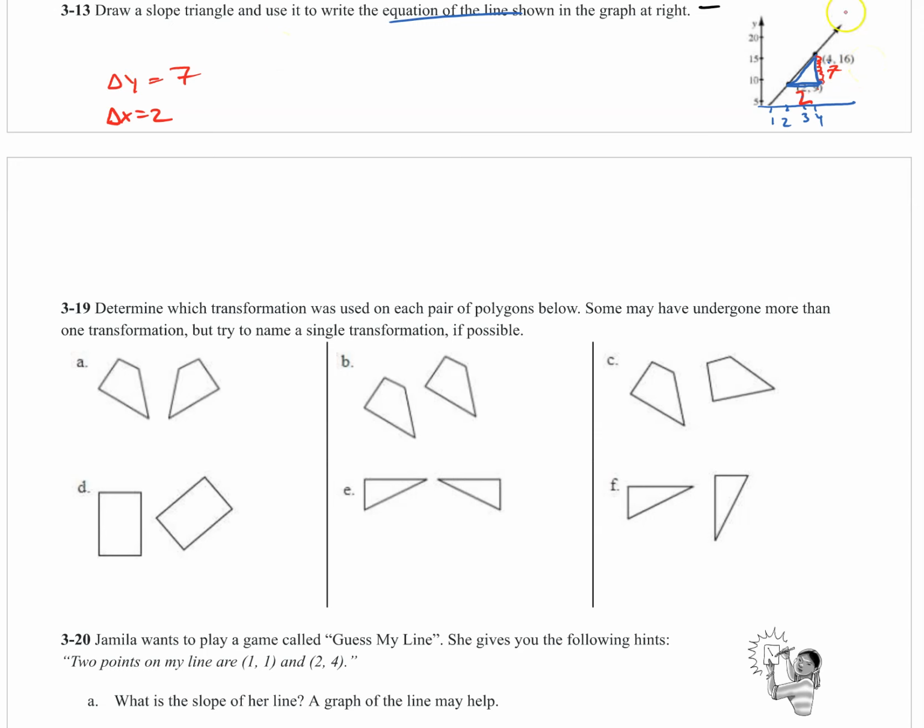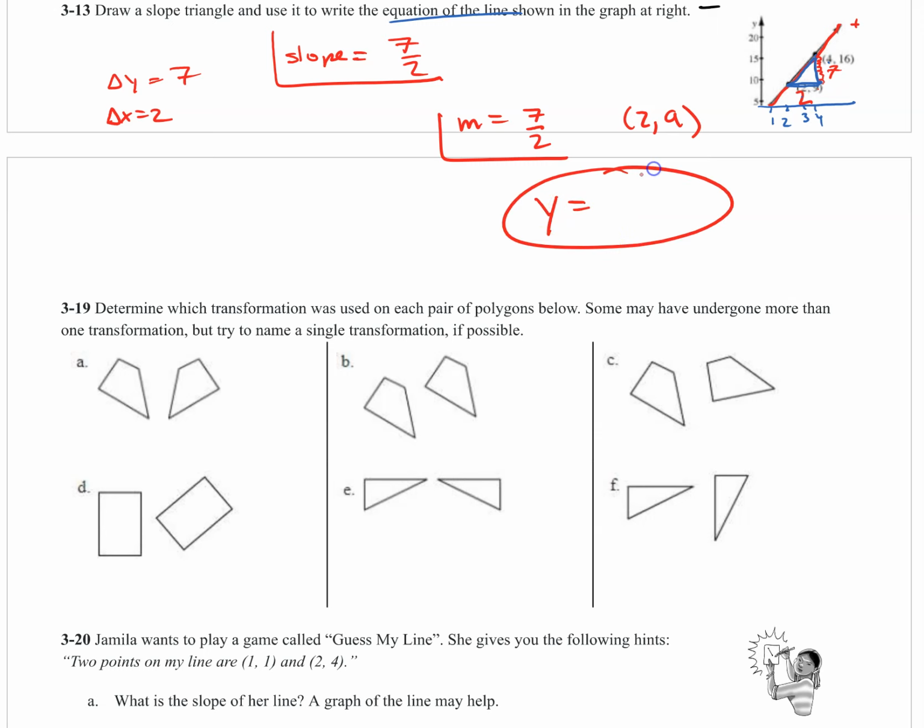Now we're going to do a sign check here. This is a positive slope. So the slope is equal to 7 over 2. Alright, so I'll let you finish this one. We have the slope, 7 over 2. We pick a point, either one, and now you write your equation.